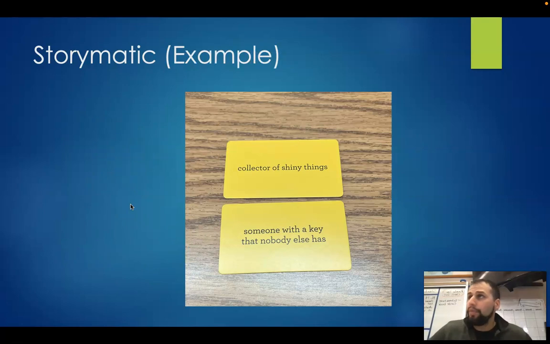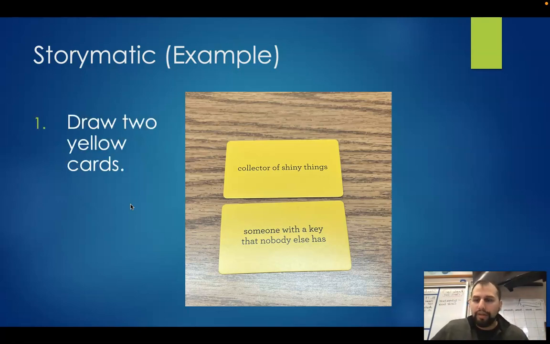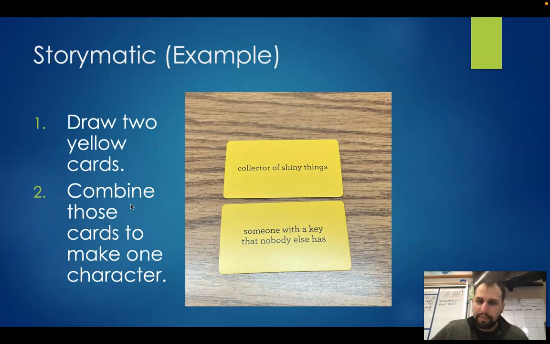So here's an example. So I'm starting the game. I draw two character cards, two yellow cards, a collector of shiny things, and someone with a key that nobody else has. So I'm going to combine those two cards together, and I will have maybe someone on the beach who is looking for valuables and they find a key. So I draw two cards, combine them together.